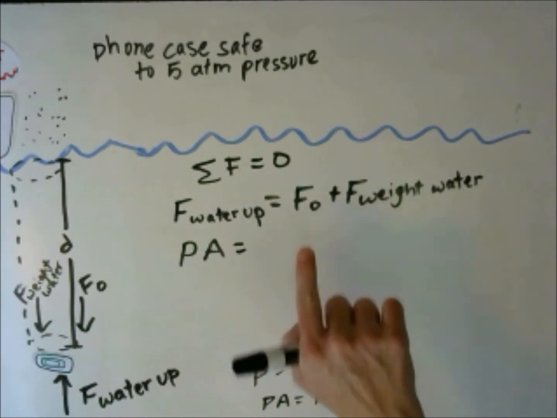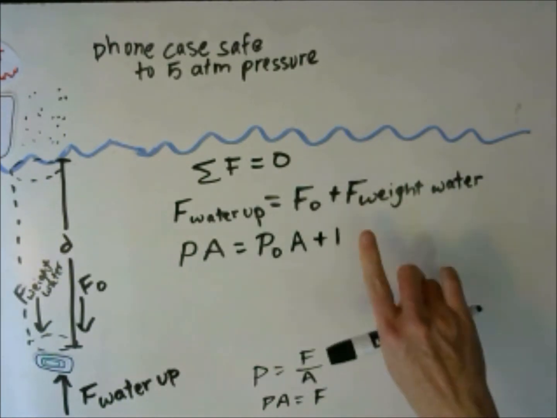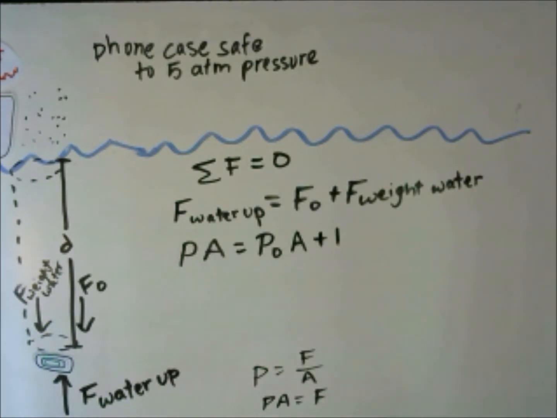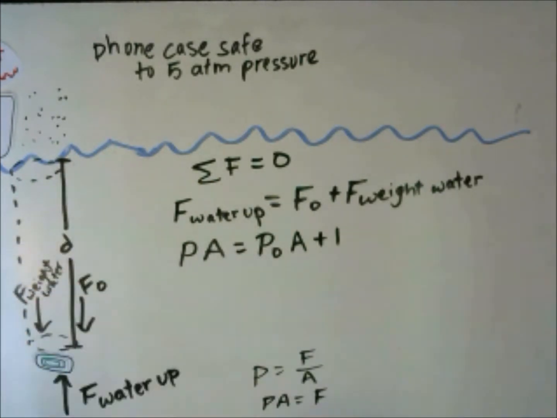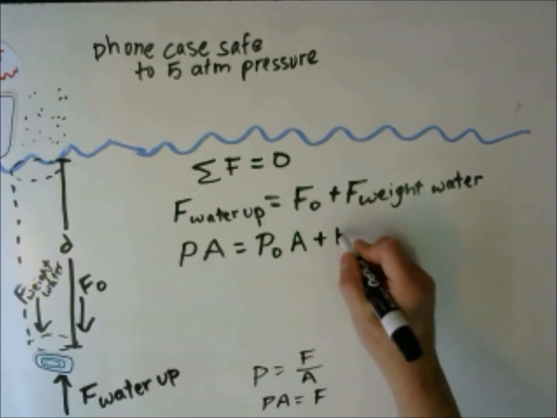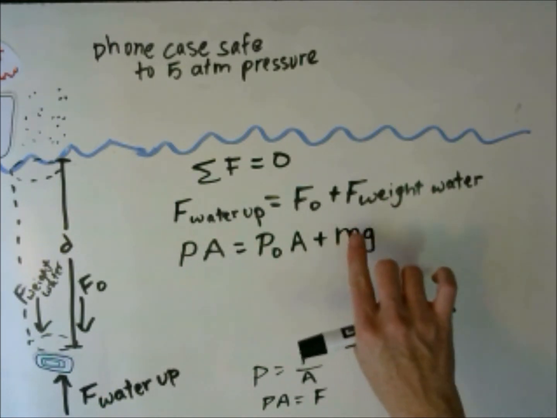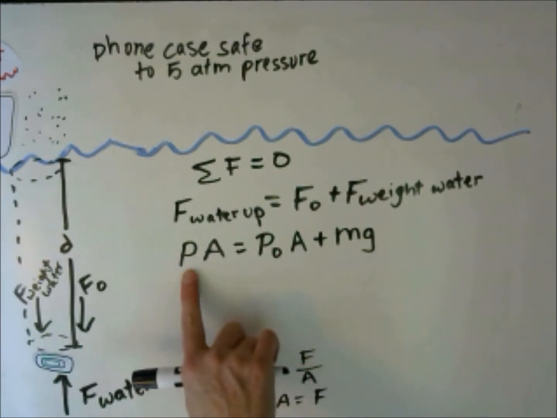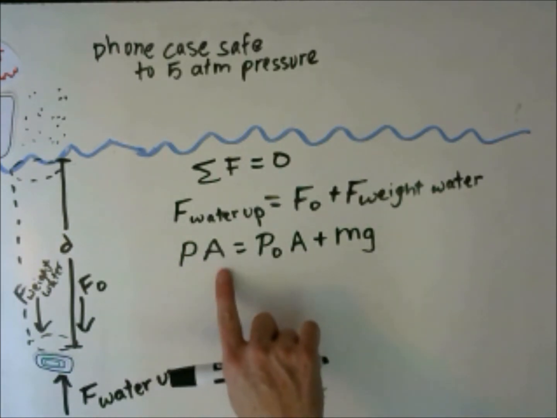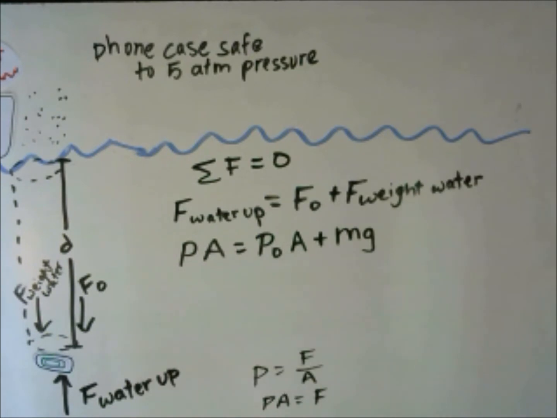For the atmospheric force, it's going to be the atmospheric pressure times that area. We're going to leave the weight of the water using mass times gravity, because weight is defined as mass times gravity. We're not going to use pressure because we don't know anything about the pressure of this water. So we're going to make it mass times gravity is our weight, and that is going to be the force. So now we have the pressure, this is the pressure we're looking for, times this area equals the atmospheric pressure times area plus mass times gravity.